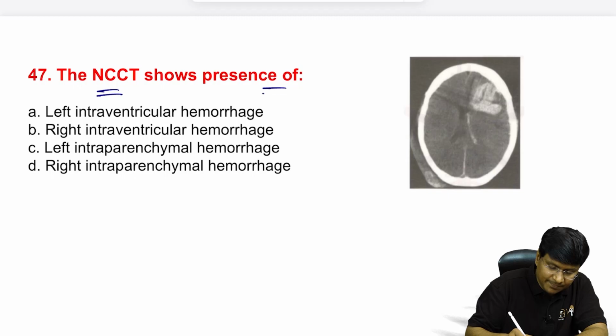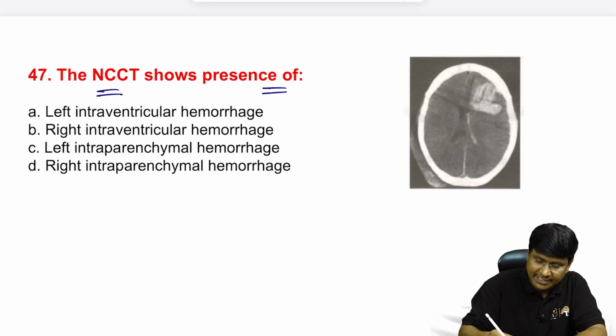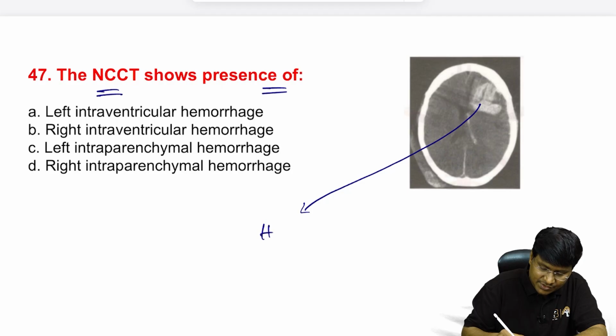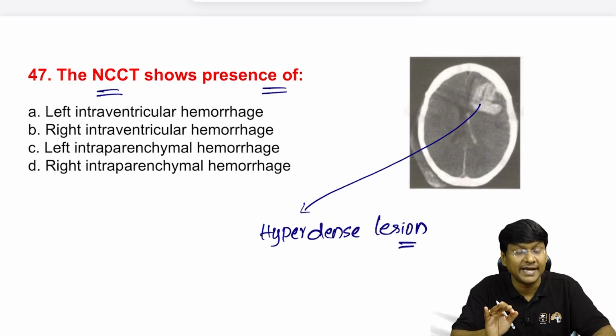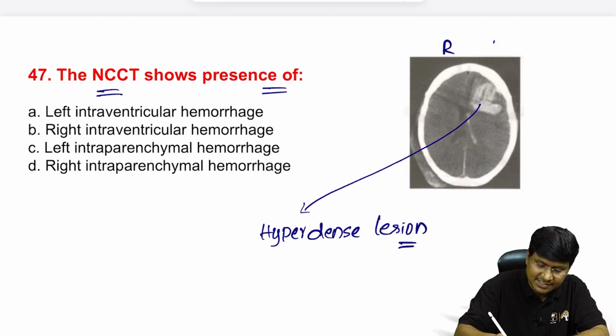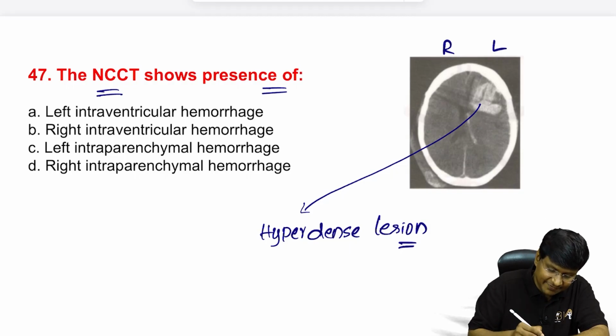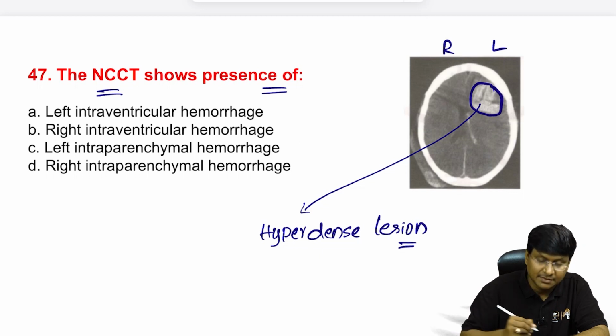Right, next question. Non-contrast CT shows the presence of: left intraventricular hemorrhage, right intraventricular hemorrhage, left intraparenchymal hemorrhage, right intraparenchymal hemorrhage. Now, what is this CT showing? It is showing a hyperdense lesion. See, this is the right side and this is the left side. So it is on the left, and it is not in the ventricle. So this is the parenchyma of the brain.